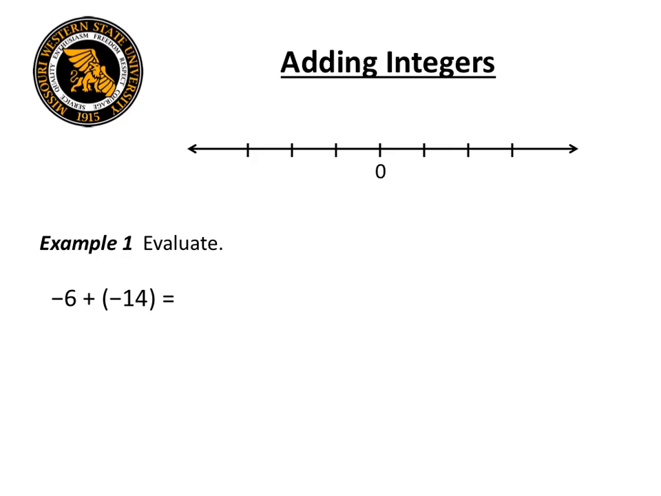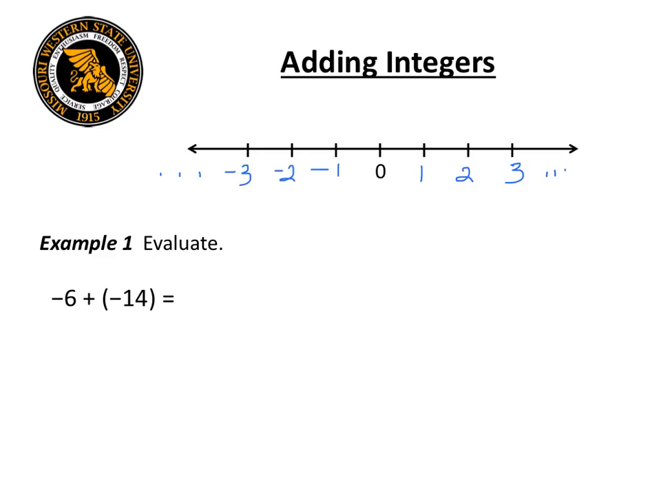Looking at the number line, the positive integers are located to the right of 0. Numbers such as 1, 2, 3, and so on. The negative integers are located to the left of 0. Numbers such as -1, -2, -3, and so on.